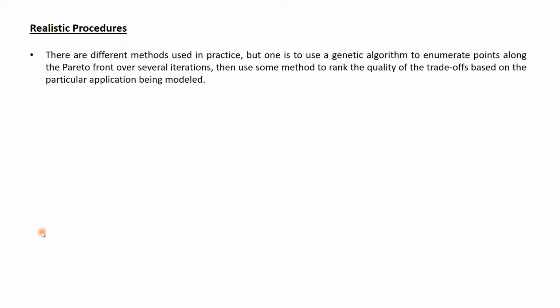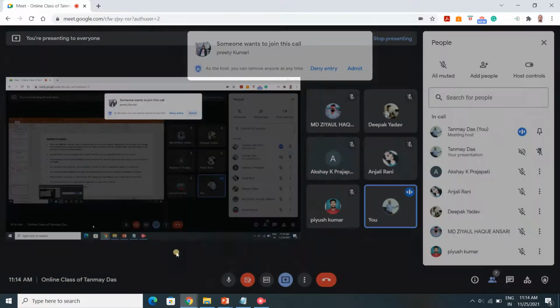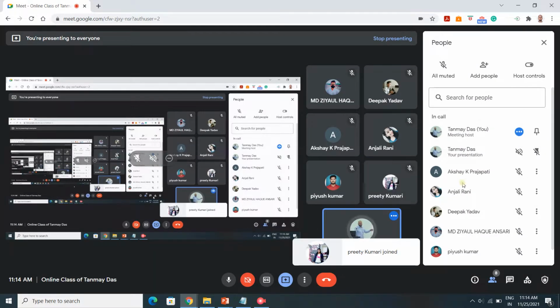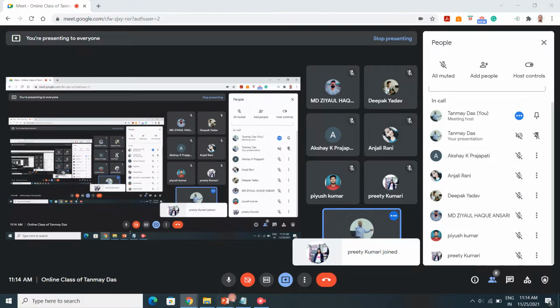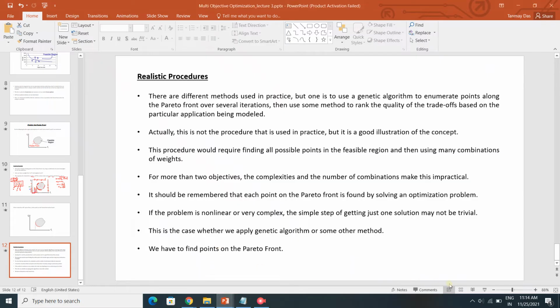Different other techniques are also used, because most of the problems use this technique of Pareto front. So genetic algorithm is one particular way, but there are multiple ways, multiple techniques which can be applied.